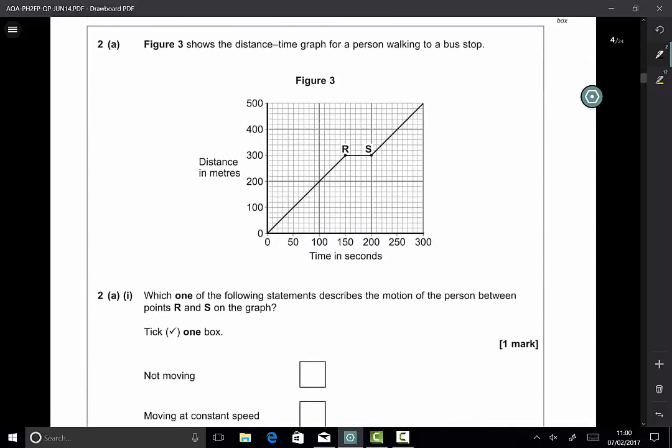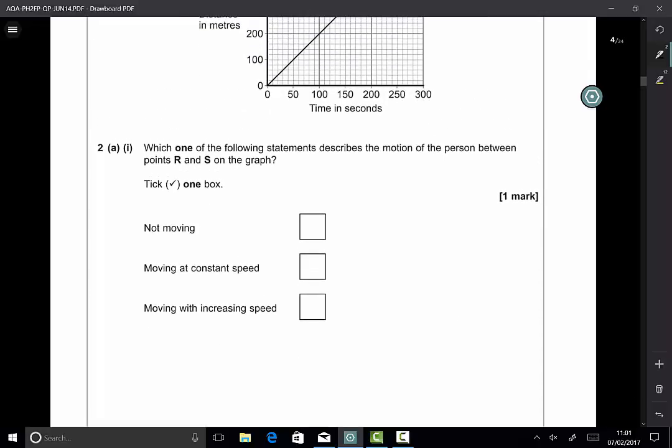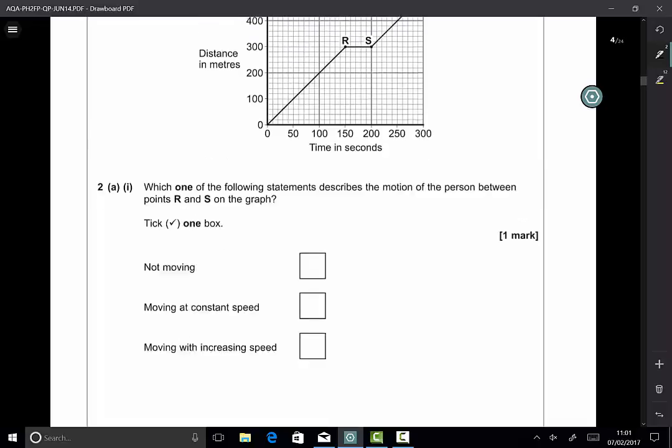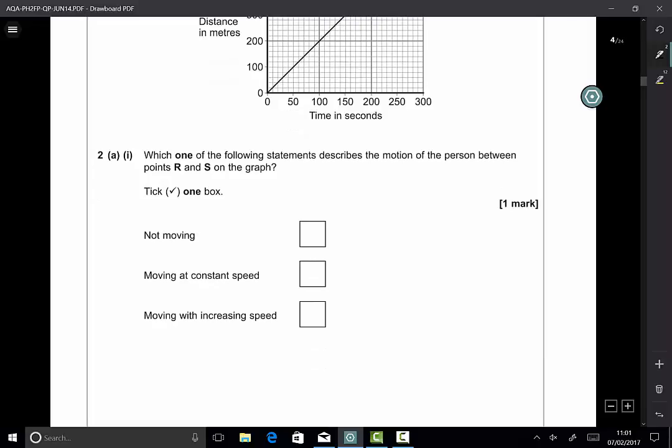Okay, question 2. Figure 3 shows a distance time graph for a person walking to a bus stop. So we've got the first section. For the first 150 seconds, they travel 300 meters. Then they don't travel any distance for the next 50 seconds, and then they travel another 200 meters. So which one of the following statements describes the motion of the person between R and S? Well, their distance doesn't change, so they must be not moving.